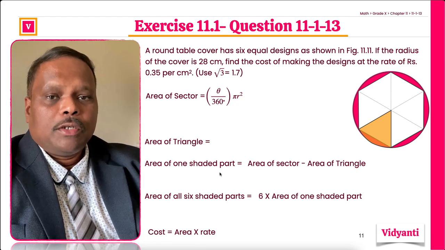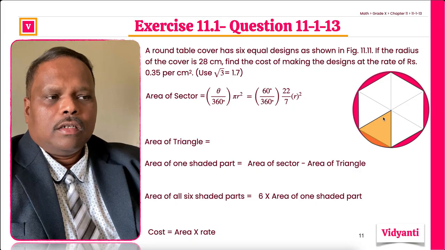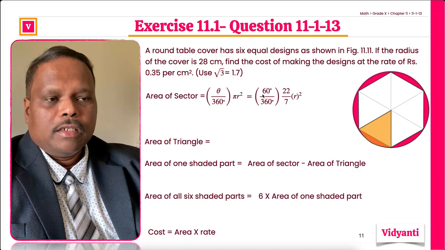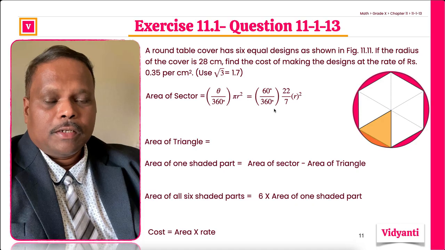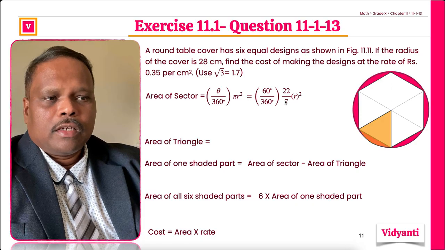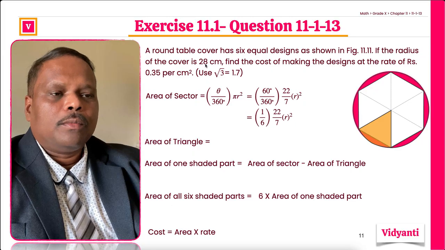Now let's try to substitute the values. Here the theta included angle is 60 degrees. So the area of the sector will be 60 divided by 360 degrees. Pi value is taken as 22 by 7 because this 28 centimeters is divisible by 7. So that should be our first preference, not 3.14.